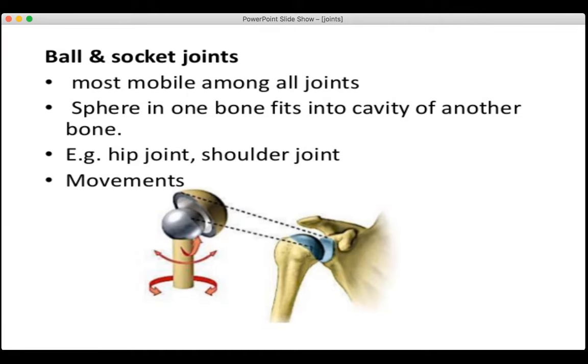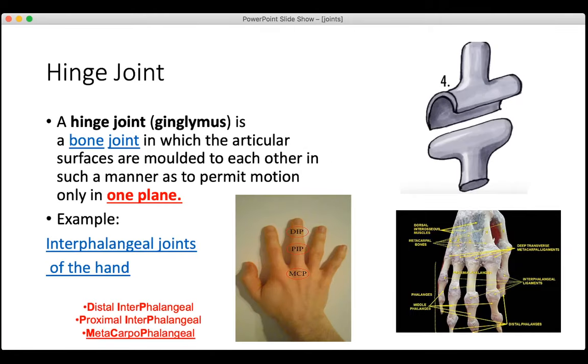Okay, now coming to the third category, which is known as the hinge joint. Let the slide change. So from hinge you can tell, like a door hinge, the shape of this is of the same type. So a hinge joint is a bone joint in which the articular surface, the terminal surface of the bone where they make contact, one bone's surface and the other bone's surface, the terminal ends where they make contact, is called the articular surface in medical science.